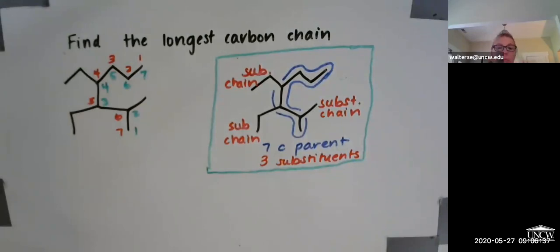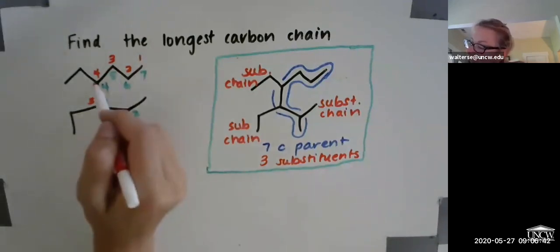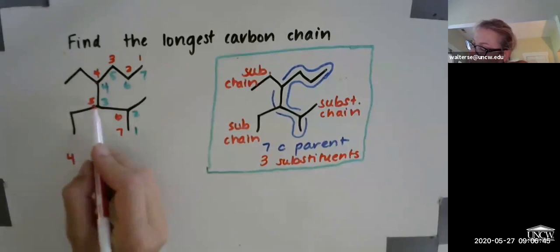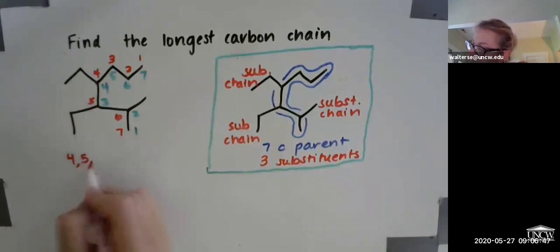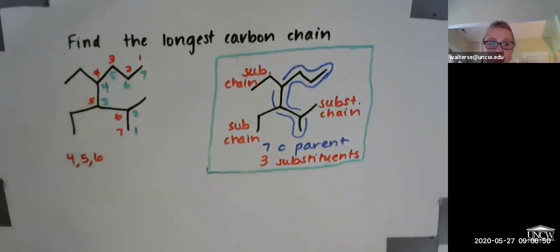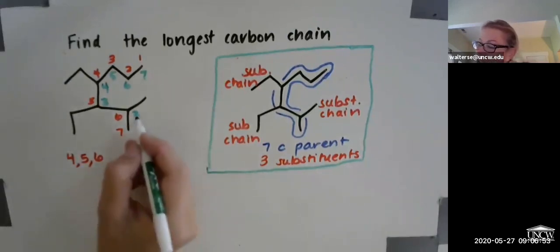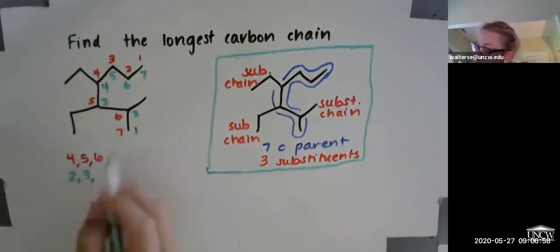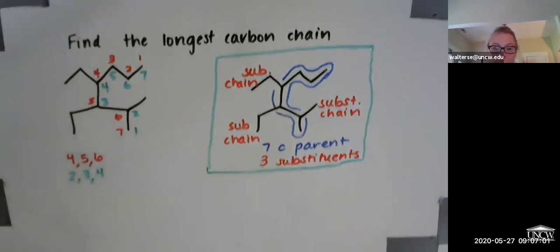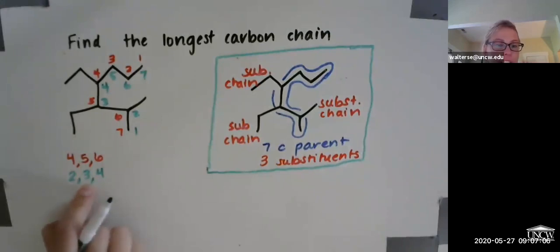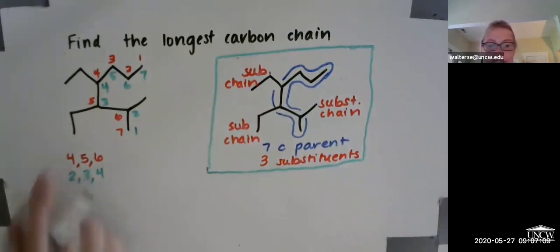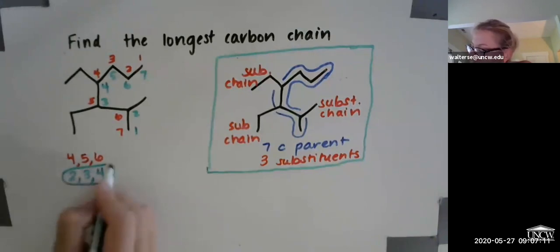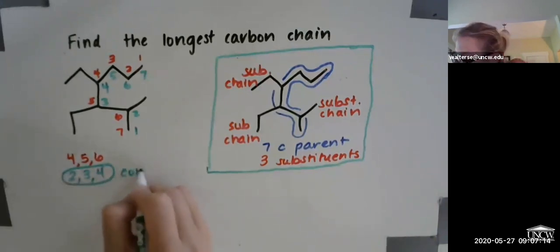All right. Then we compare our number schemes, and in the red, our first substituent is at 4, 5, and 6. Our green numbers, the substituents, are at 2, 3, and 4. 2, 3, and 4 are a lower set of numbers than 4, 5, and 6. So the green numbers are correct.